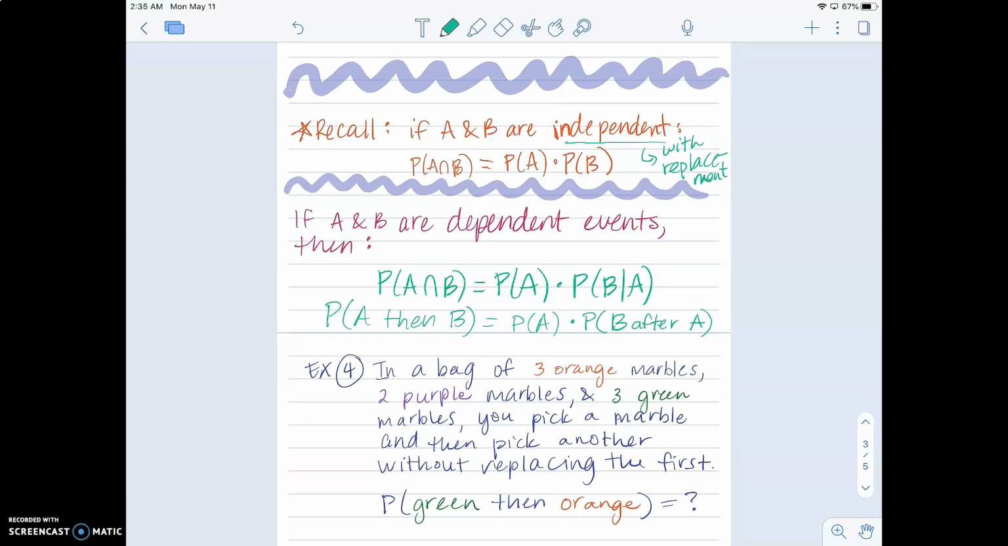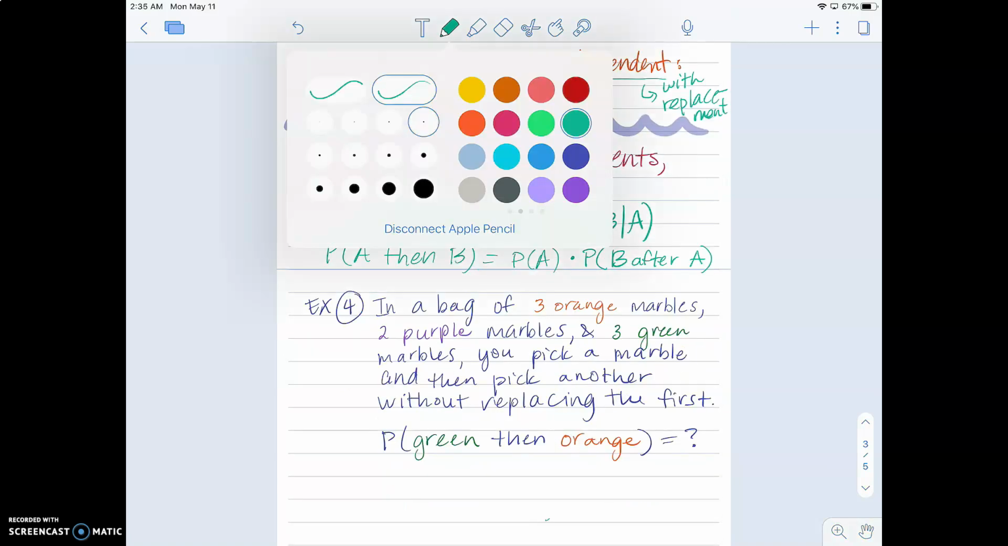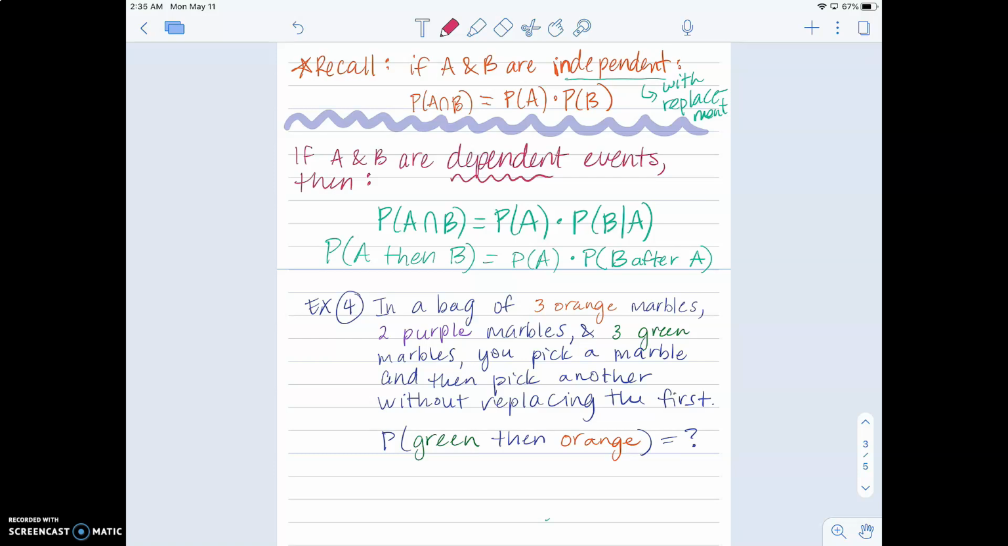Now, if you do not replace, so without replacement, you take the marble out and you don't put it back in, well, then the next time you do something, isn't that going to depend on the outcome of the first event? Yes, it is. So when we're talking about dependent events, remember that that is going to be without replacement. Okay?